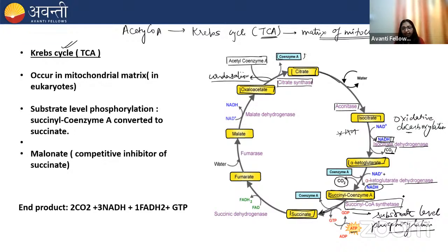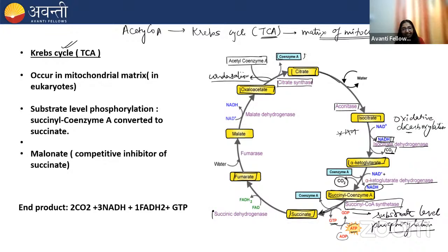So what happens? First, GTP will be synthesized, and this GTP will transfer its terminal phosphoryl group to ADP. So ADP will be converted to ATP, and this GTP and ATP interconversion is a reversible reaction. Remember this. Now succinate will convert into fumarate.